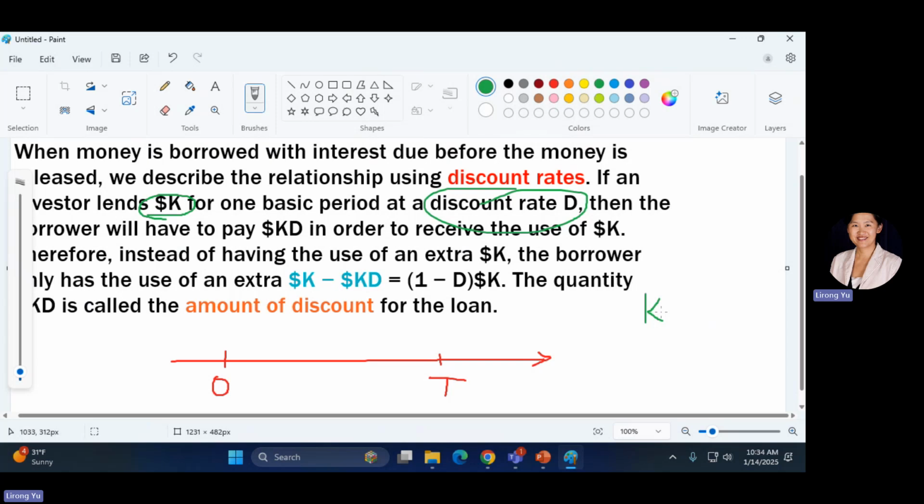So essentially, if you're trying to borrow K dollars, you actually get K minus KD. The K times D is the discount. D is the discount rate. K will be what you intended to borrow. So that means that I want to borrow 1,000, but what I actually get here is 970. So that extra $30 less is assumed to be the interest or the discount I'm paying right now. But then in the future, you're going to actually pay the K.